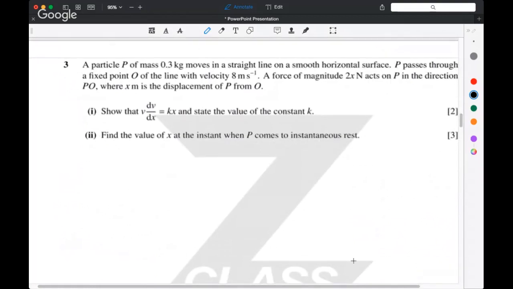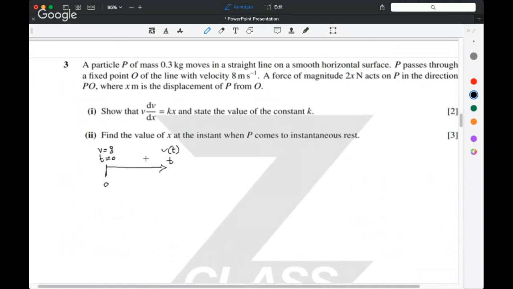So question 3. Again, it's kind of differential equation-y kind of stuff, but very similar. So we have a particle P, it's moving on a smooth horizontal surface and passes some fixed point O, which we're going to call our time is equal to 0 point. So let me draw that again. Point O, t is equal to 0. And this is now at some later time t. And the velocity here is 8. Velocity here is v of t.